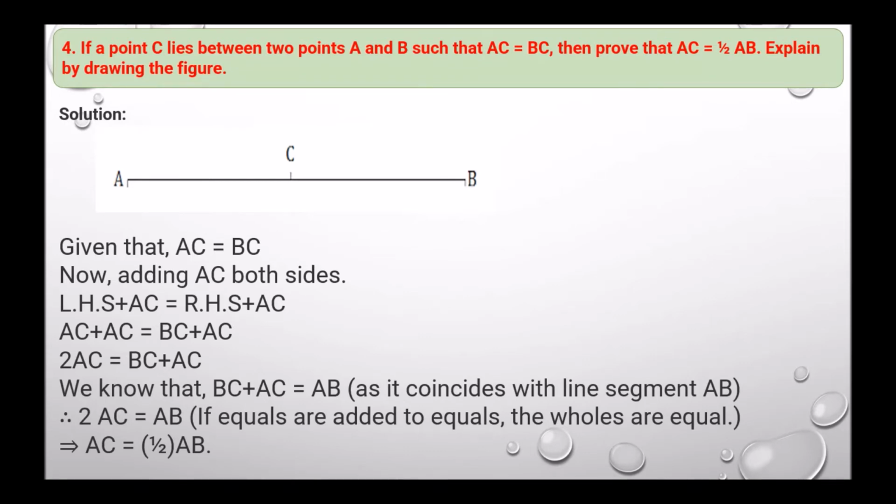Given that AC equals BC, now adding AC to both sides, LHS plus AC equals RHS plus AC, that is AC plus AC equals BC plus AC. So this will become 2AC equals BC plus AC. We know that BC plus AC is AB as it coincides with line segment AB. So 2AC equals AB. If equals are added to equals, then the wholes are equal. So AC equals half AB.